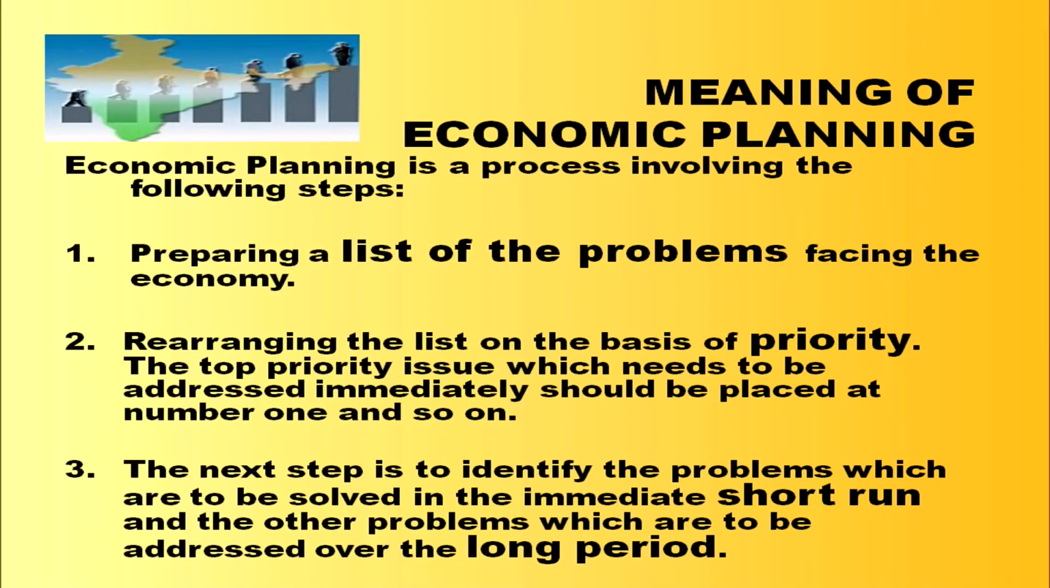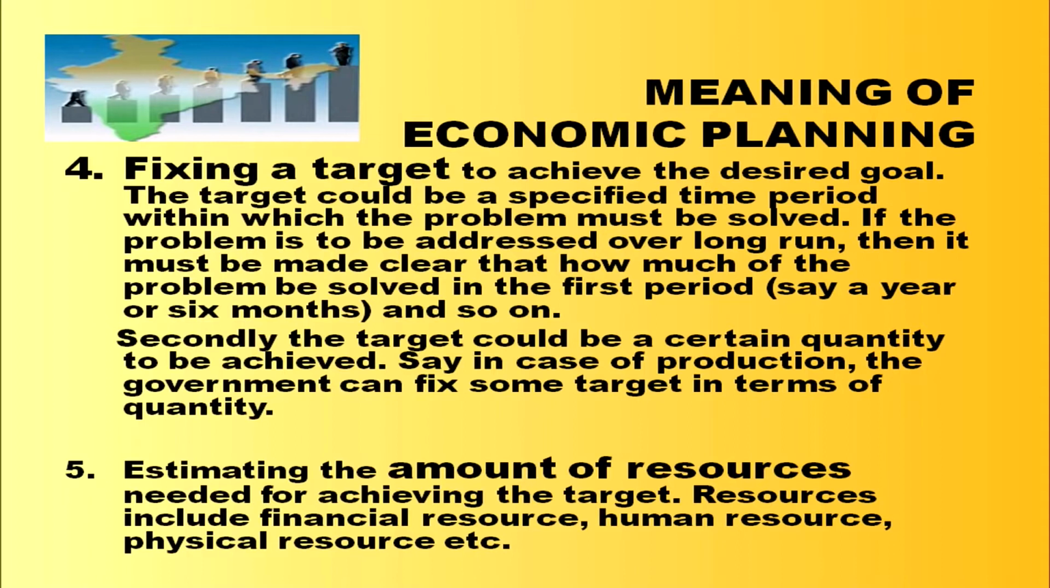The third step is to identify the problems which are to be solved in the immediate short run and the other problems which are to be addressed over the long period. The fourth step is fixing a target to achieve the desired goal. The target could be a specified time period within which the problem must be solved. If the problem is to be addressed over long run, then it must be made clear how many of the problems will be solved in the first period, say a year or 6 months, and so on.